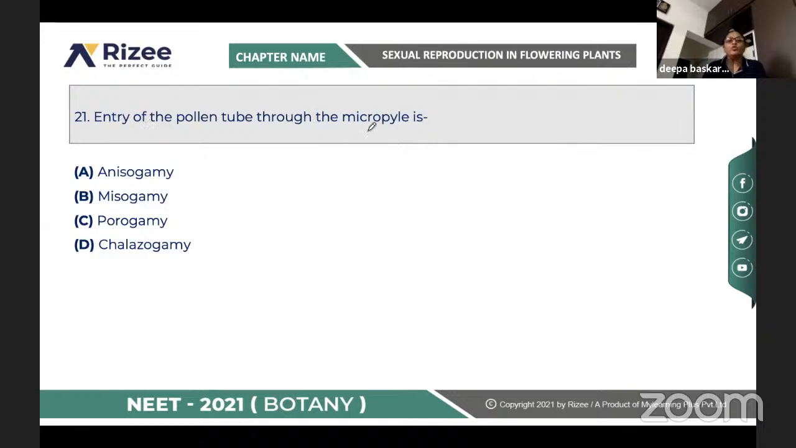Entry of the pollen tube through the micropyle is called porogamy. Because it enters through the micropyle, which is a small pore-like structure, this process is called porogamy.